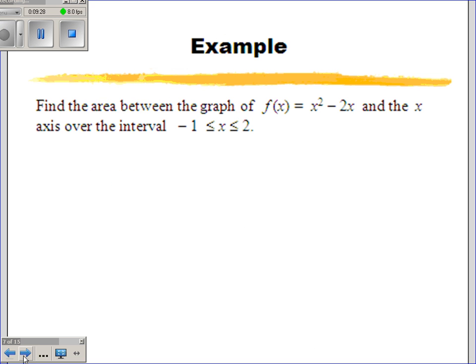Okay, I want the area between the graph of y equals x squared minus 2x, the x-axis, and over the interval from -1 to 2. First, you've got to draw the picture.